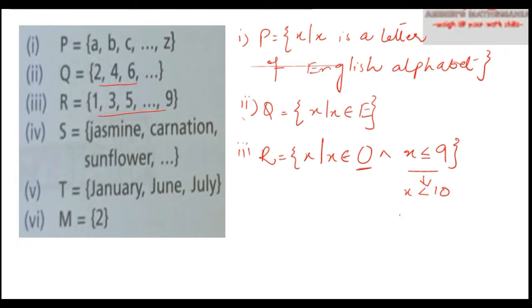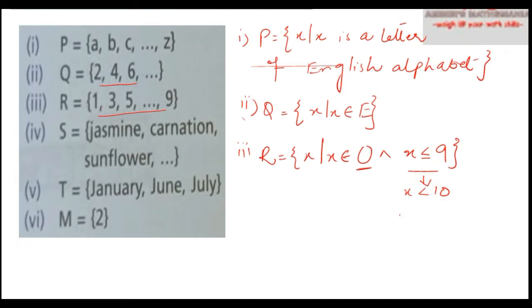It's up to you. Jasmine, carnation and sunflower. This is S, X, whereas X is the name of a flower. Now the fifth one, January, June and July. T is equal to X, whereas X is the name of a month beginning with J. Sixth one is M, X, whereas X belongs to positive even numbers, and X is just 2, so X is less than or equal to 2. Or we can write M is equal to X, whereas X belongs to prime positive numbers and X is less than or equal to 2.